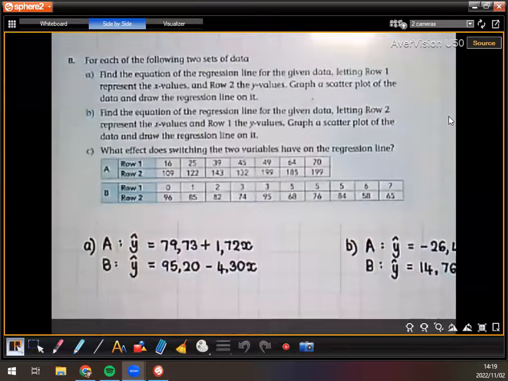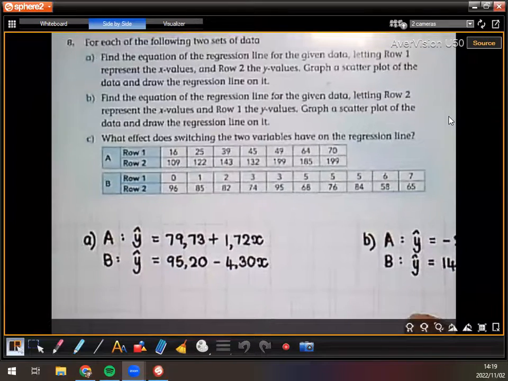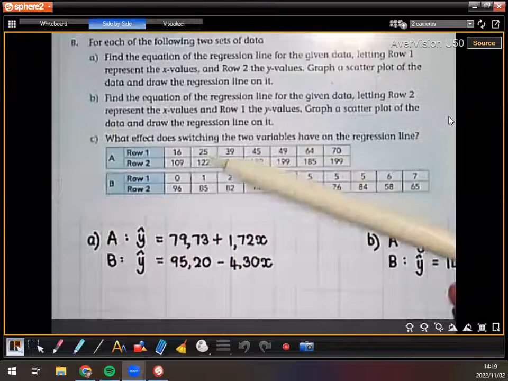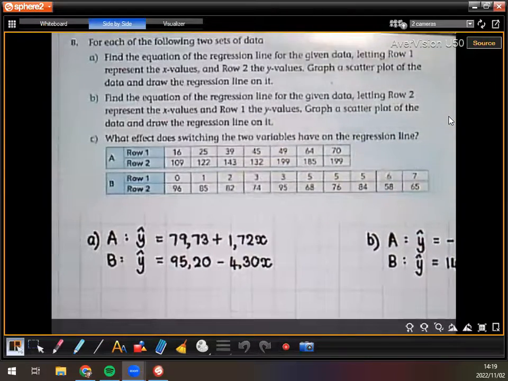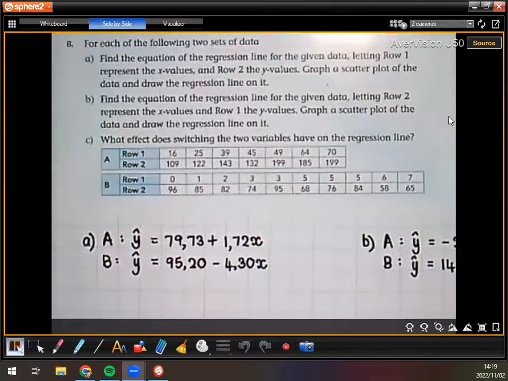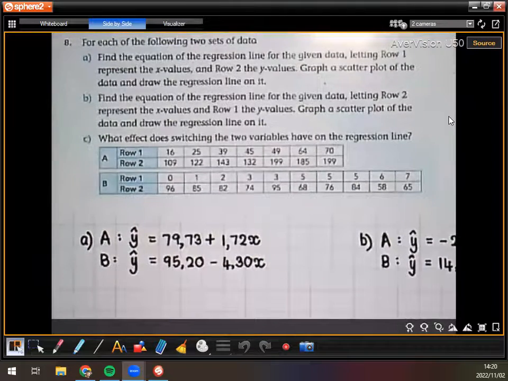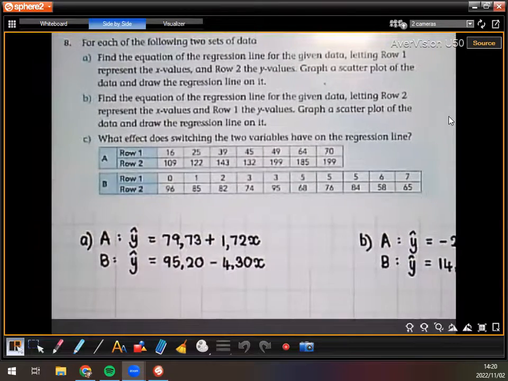So what they actually wanted us to do, if you read through it, and it was weird that they put these tables at the end and not at the beginning. I just skimmed through the question yesterday, I didn't actually read through it properly. They wanted you to find the equation of the regression line for the given data, letting row 1 be the x values and row 2 the y values. And then this is what I didn't see: draw the scatter plot of the data and draw the regression line on it. So they actually wanted us to do the scatter plot, which I didn't do because I wasn't sure if anyone would have.